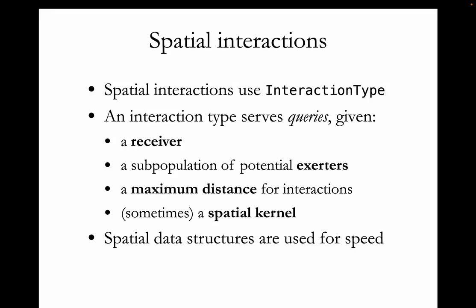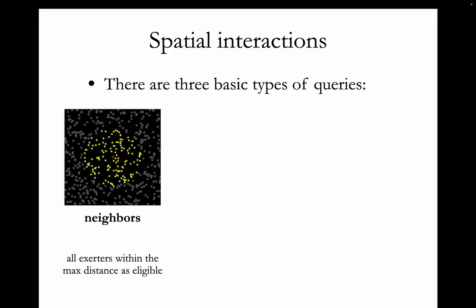Interaction type is highly optimized. It uses spatial data structures such as KD trees and sparse vectors to find nearby individuals and quantify their interactions very efficiently. There are three basic types of queries that interaction type can serve. One is queries involving neighbors. Neighbors are individuals near the receiver within the maximum interaction distance, as you can see here.